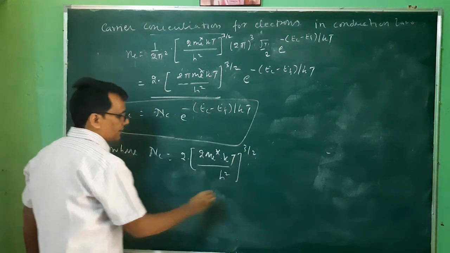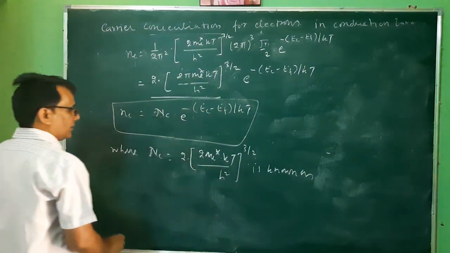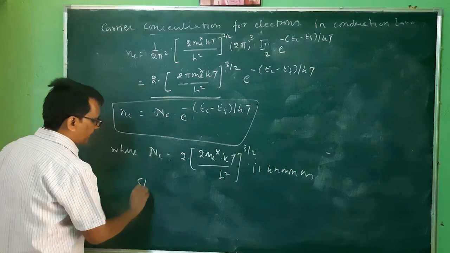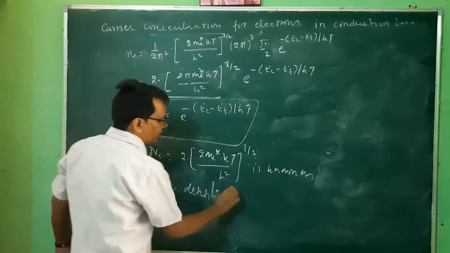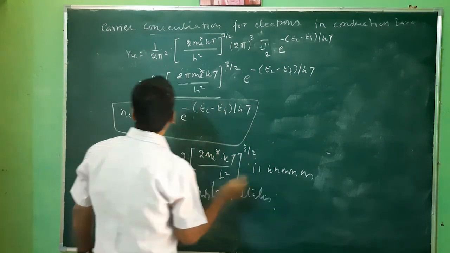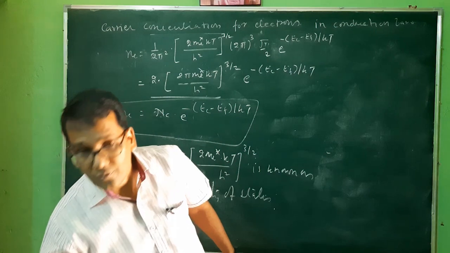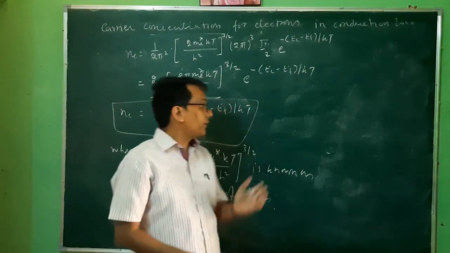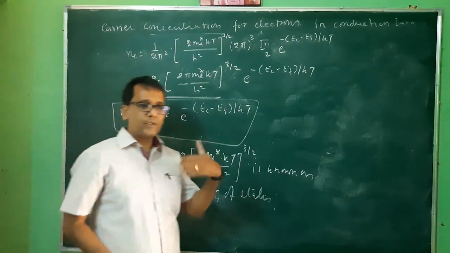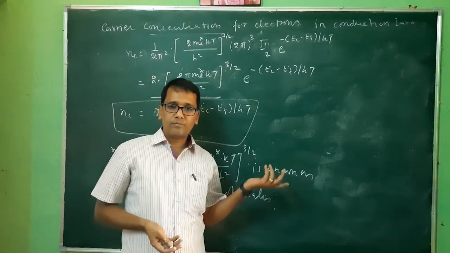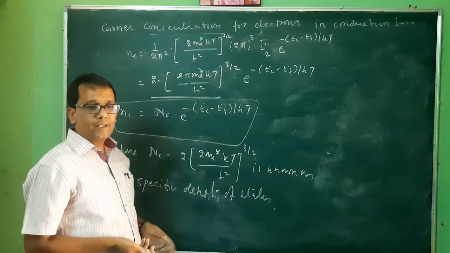This is known as the effective density of states. So this Nc is the derivation for the carrier concentration in the conduction band. Nc is a function of temperature, so at different temperatures the carrier concentration may be different, but for a specific temperature this can be taken as a constant.